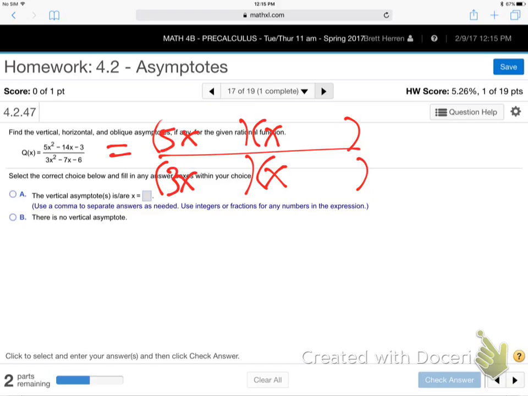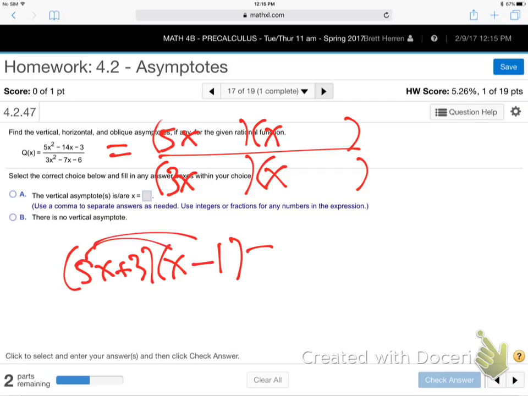Just guess. If you look and go, I don't know, maybe it's 5x and x, and maybe the 3 goes here and the 1 goes there. No, you're wrong, but go ahead and guess. Guess means FOIL it. It doesn't mean just write at it and stare at it. It means FOIL it out.